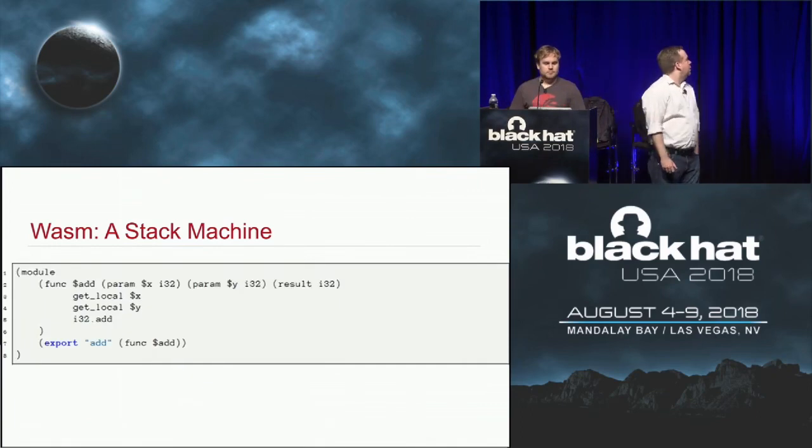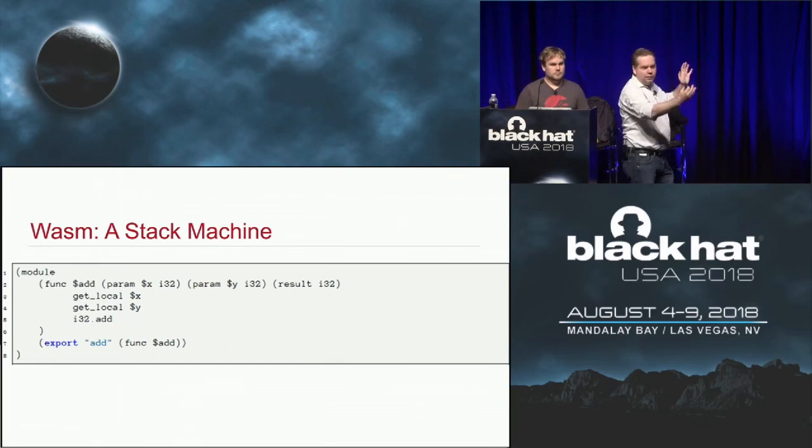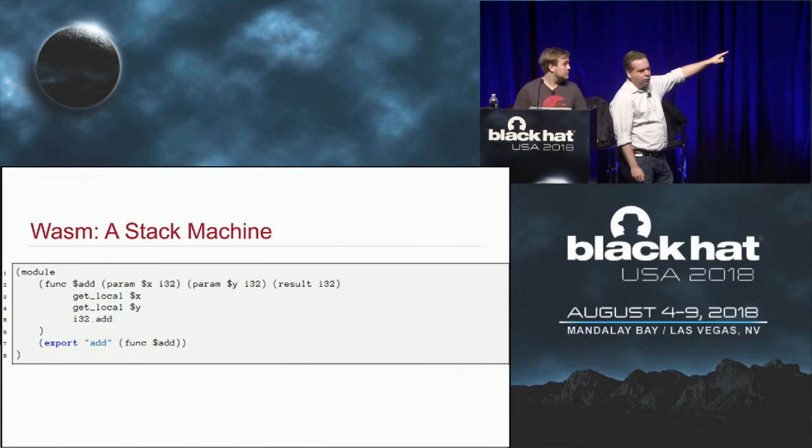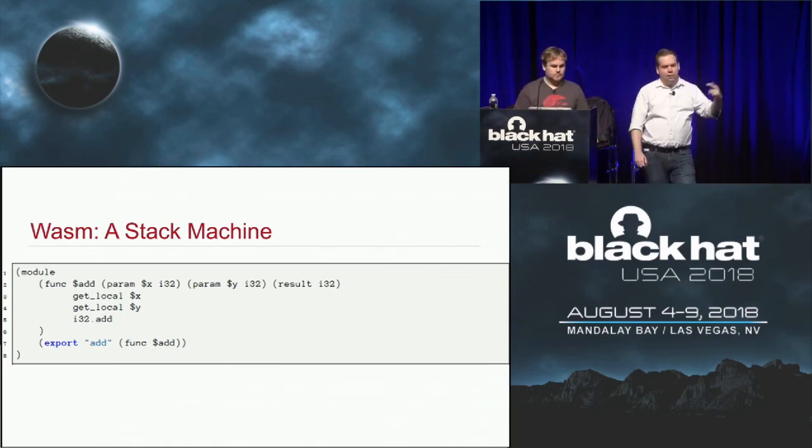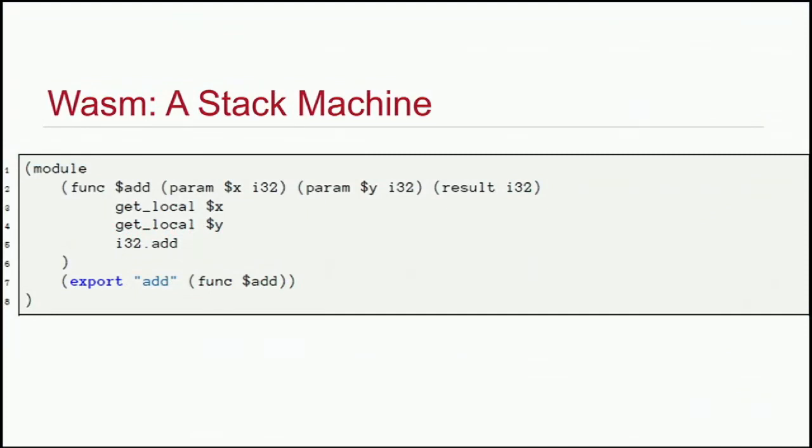Here's a very simple example. The first line, module, means this is a program. On line 2, we are declaring a function called add. We give it 2 parameters, x and y, and we're saying it's going to return a value. All those are 32-bit ints. On line 3, we say get local x. What that does is take the value of x and push it onto the stack. Get local y, push it onto the stack. And then i32 add is going to pop 2 values from the stack, because add takes 2 operands, and then push the result of that addition back onto the stack. The last line here is export. What that means is that this add function will now be available to whatever is embedding your WASM system. In most cases, your browser or JavaScript.